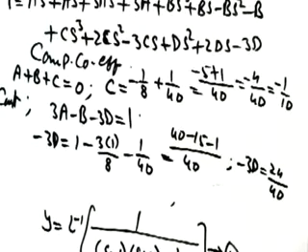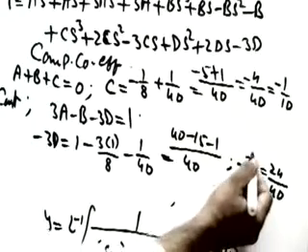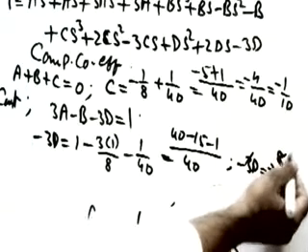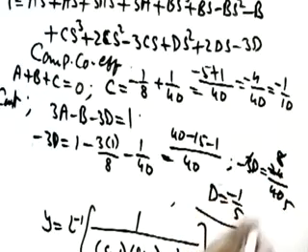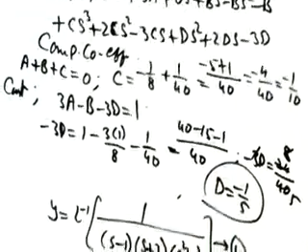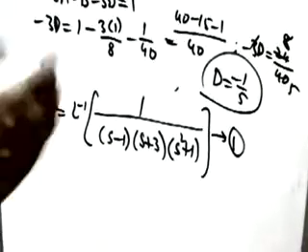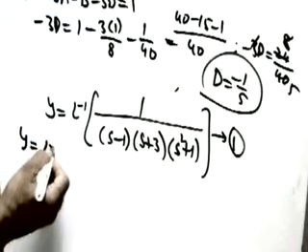Minus 3d is 24 by 40. Let me cancel: 3 ones are 3, 8s are 24, 8 ones are 8, 5s are 40. Bring d on the other side, minus on the other side. d equals to minus 1 by 5. Now let me substitute this in the values.